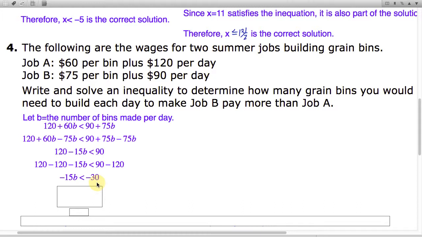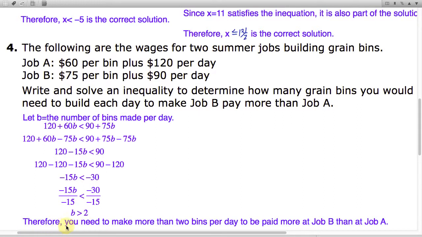Now if we solve this inequality, we want to move the variables to one side, the constant terms to the other side, and divide by the coefficient of the variable, negative this time, so reverse the direction of the inequality, and you have B is greater than 2. So the number of bins must be greater than 2. Therefore, you need to make more than 2 bins per day to be paid more at job B than at job A.